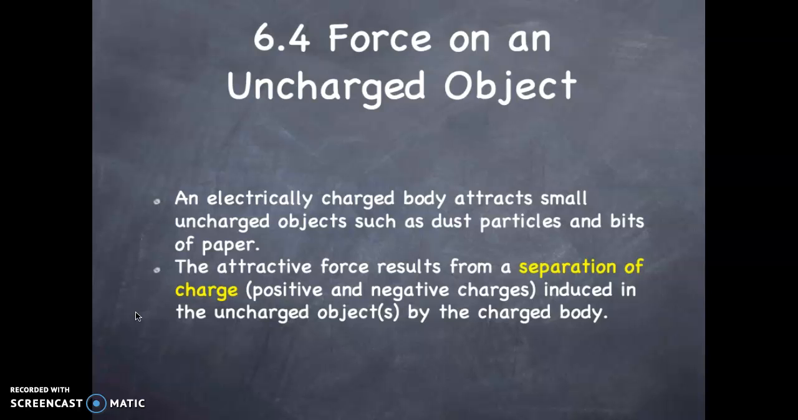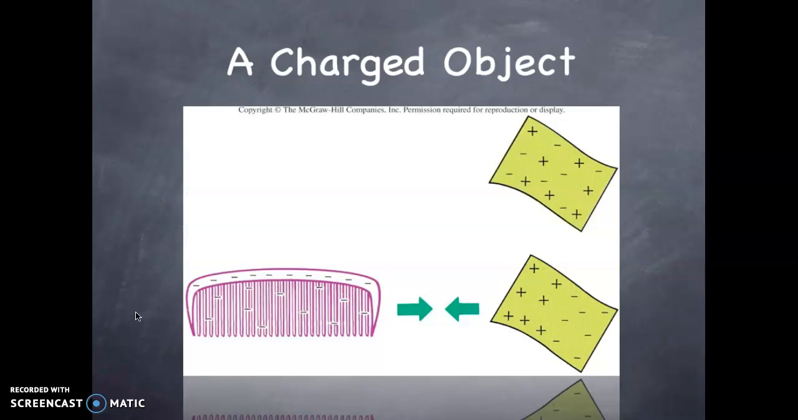An electrically charged body attracts small uncharged objects such as dust particles and bits of paper. That was a pretty remarkable phenomenon when first observed. The attractive force results from a separation of charges. Now that's the important thing. That's when the two kinds are manifested, when we arrange to separate them. And that's what effectively happened previously when we stroked a rod with fur. We can separate the positive and negative charges.